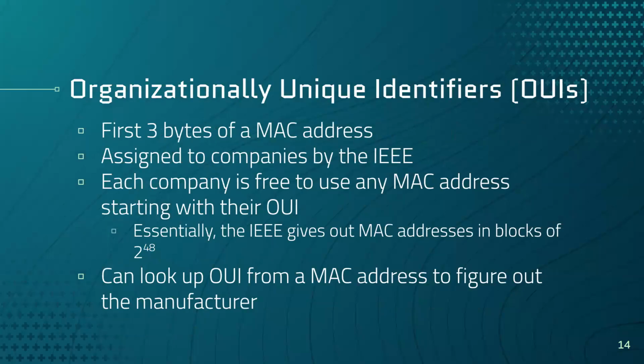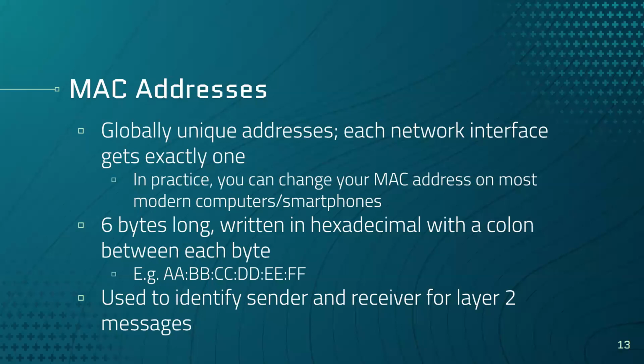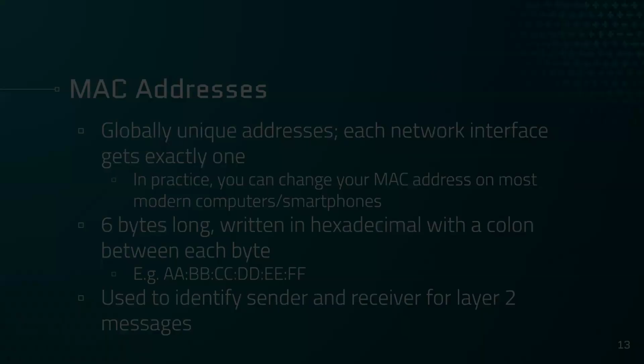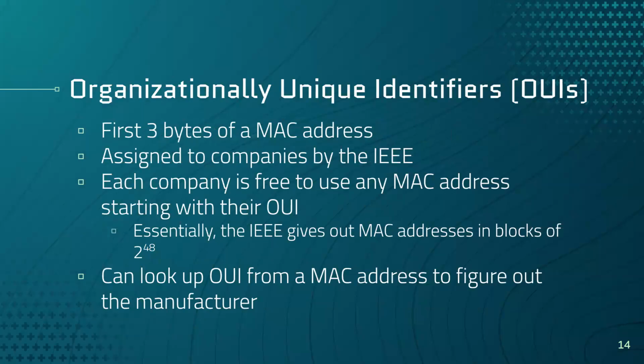As part of the MAC address, you have your organizationally unique identifier. These are the first 3 bytes. So in the previous example, that would be your AA, BB, CC. What those do is they're actually assigned to companies by an organization called IEEE. They're a governing body for a lot of electronics, hardware, and networking equipment. They're a professional and standards organization as well. Each company is free to use any MAC address, but their first 3 bytes have to start with their OUI.